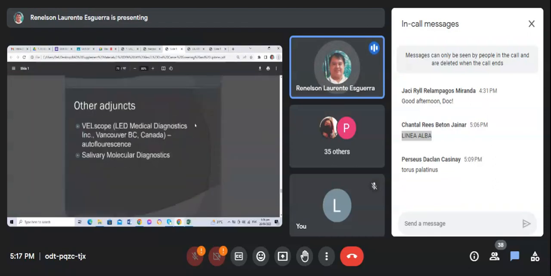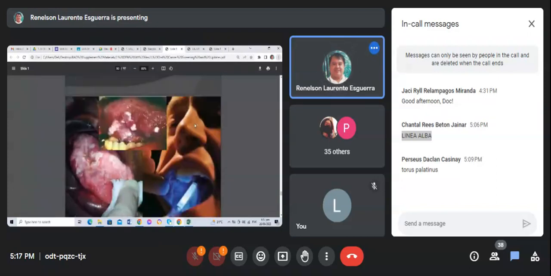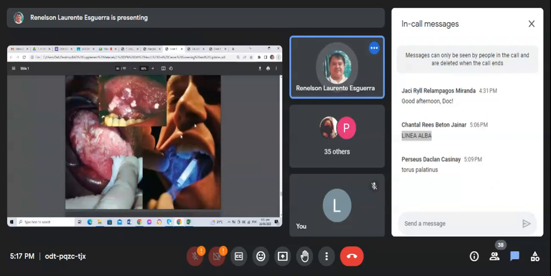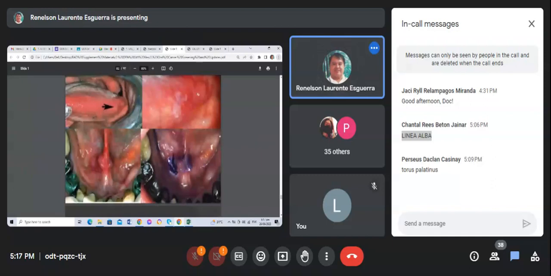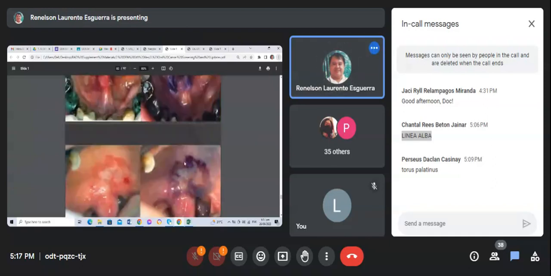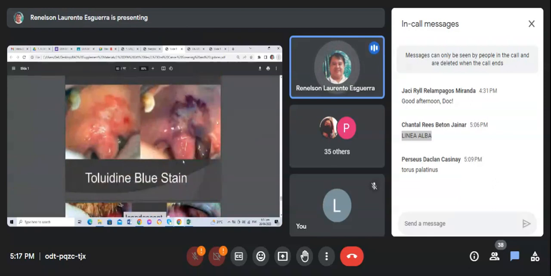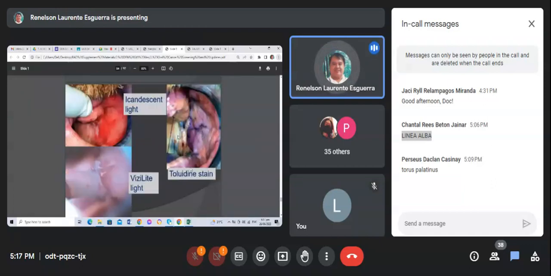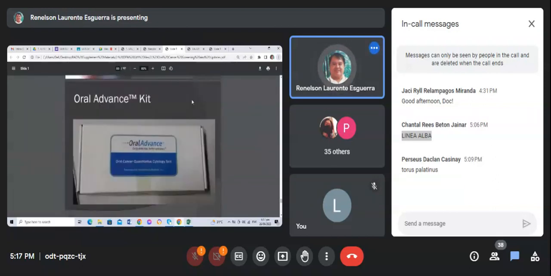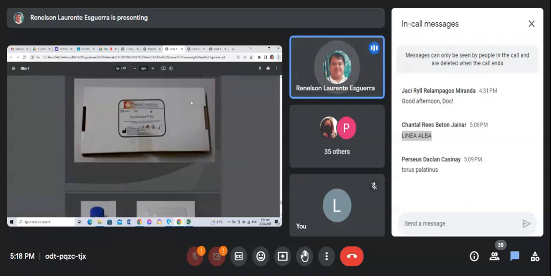So adjuncts in oral cancer screening are available now in the market. You can use this: you have acetic acid plus swabs plus blue light. You can see the extent of it. Or you can have toluidine blue, which is a vital stain. You can see more of it clearly. So here, you do not know the extent, but with toluidine blue, you can see the final extent of the cancer. Here, this is blue light as well as acetic acid swab. But with toluidine blue, you can see the extent of it. It's really very big already. And you can have oral advanced kits, which is cytology testing. You can even have, this is like a swab.